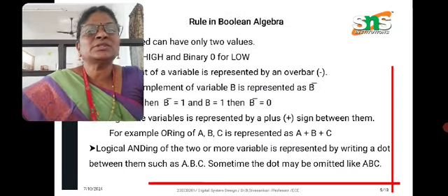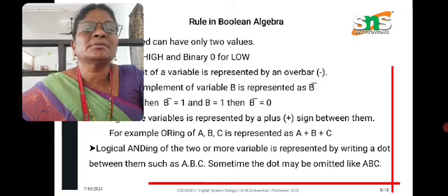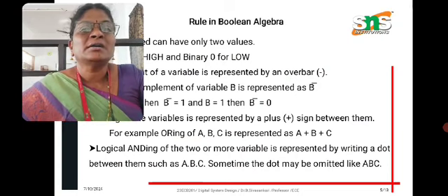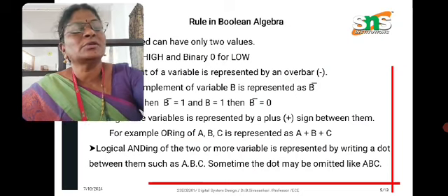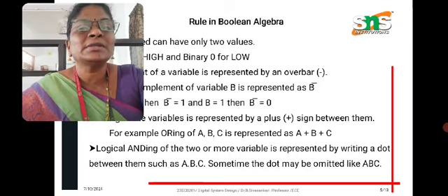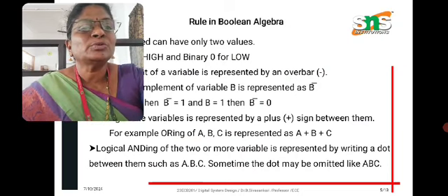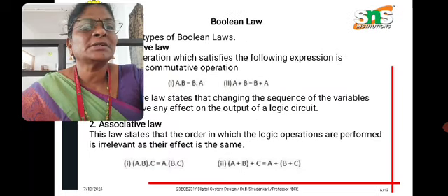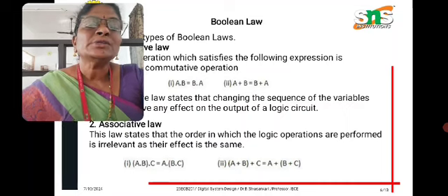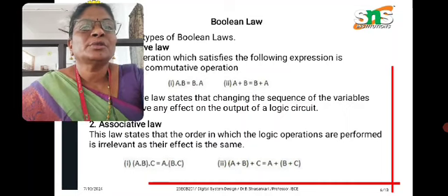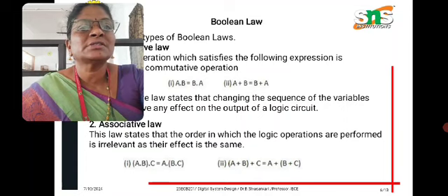Here we have certain rules to follow, like binary values: low for 0 and high for 1. Logical ANDing of two or more variables is represented by writing a dot between them, such as A dot B dot C. Sometimes the dot may be omitted, like ABC. There are 5 types of Boolean laws: commutative law, associative law, distributive law, etc.